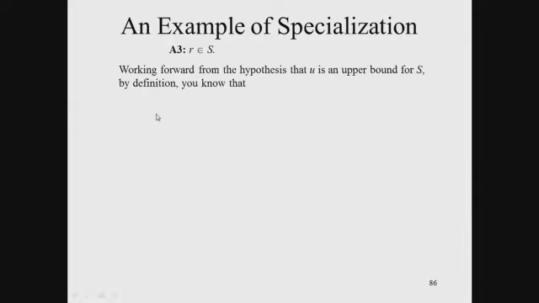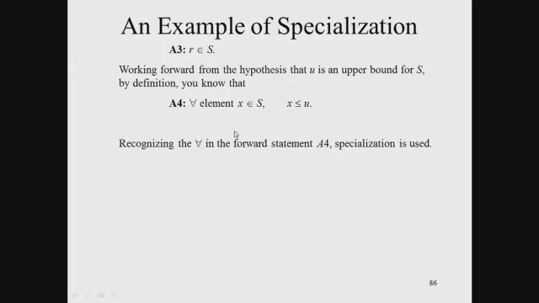Now let's work forward from another part of the hypothesis. If you go back to the hypothesis, it also says that U is an upper bound for S. Let's work forward from that by definition. What does it mean to say that U is an upper bound for S? By definition, we know that for every element X in S, X is less than or equal to U. Look at A4. Do you see anything interesting? Hannah, you're smiling. What do you notice? The keyword for all. For all where? In the forward process. In the forward process, and therefore what technique should you think about? Specialization, correct. Okay, so again, we need to apply specialization.